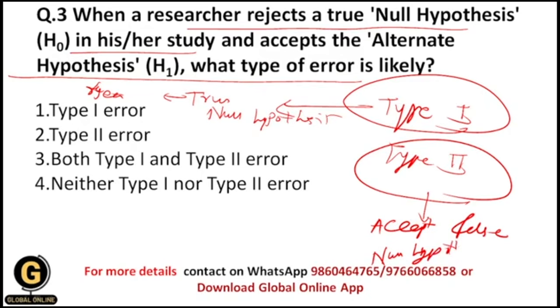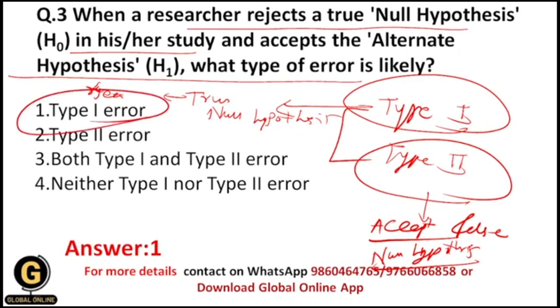Okay, false null hypothesis. So these 2 concepts are really important to all of you, because on these concepts every year you will be getting questions in the PhD entrance test. And that's why in this question your correct answer should be 1, that is type 1 error, because the question asked regarding type 1 error itself, because here we are going to reject the true null hypothesis, and in that situation type 1 error occurs.